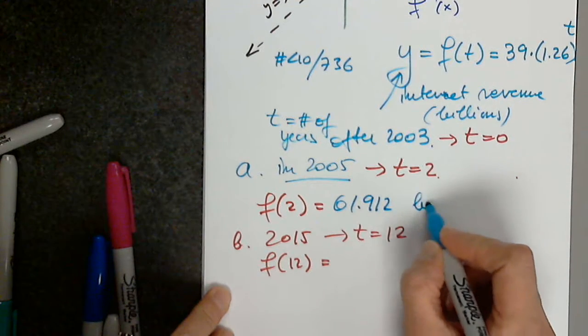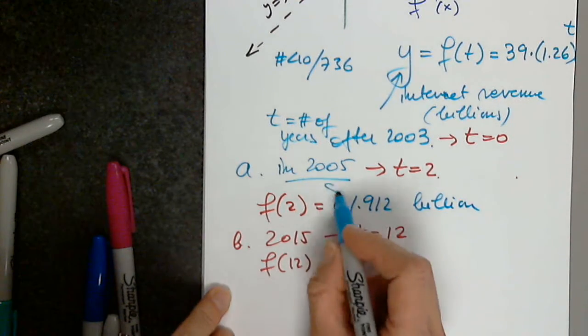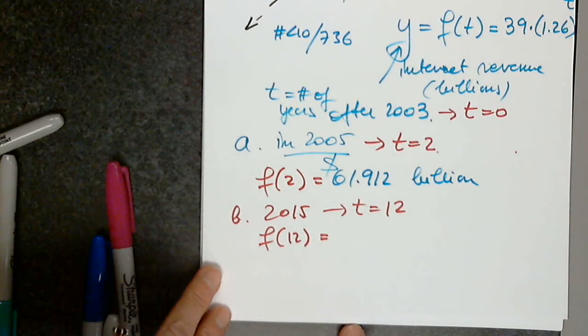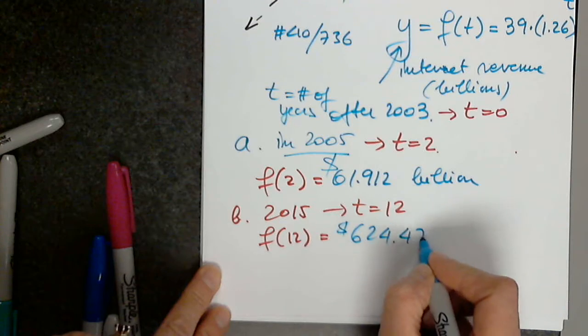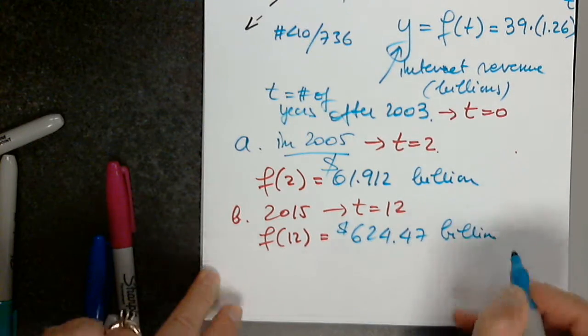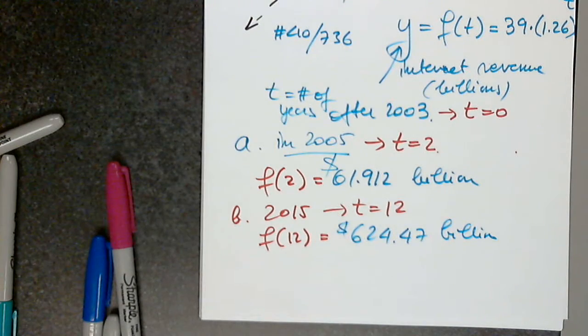61.916. Yes. Okay, what about 12? 624.47. That's it. So we didn't have to do the calculation twice. We created the function, we put the function in y equals, and we used the table to plug in what we wanted. That's it. That's the whole word problem. Happy? Good. Okay, so let's look at some equations.